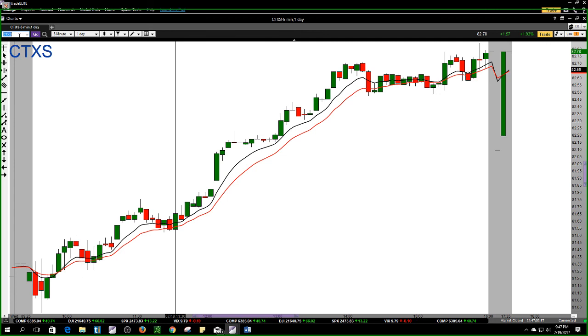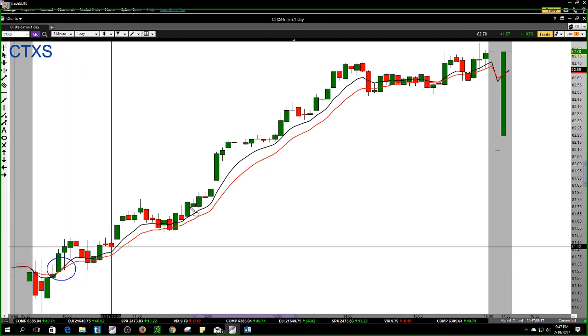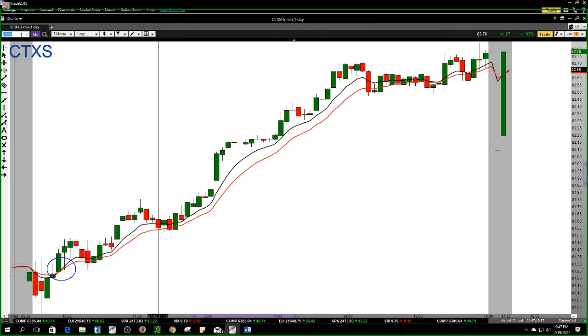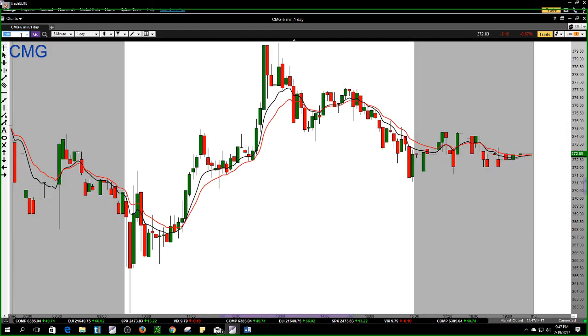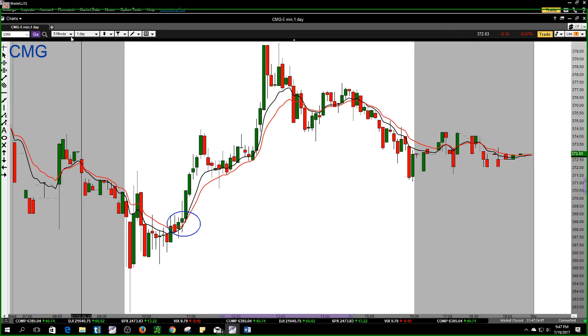CTXS, A13 EMA strategy crossed over here. Chart never crossed back down during the day. CMG had a really nice 813 intraday trade. Chart pulling to the downside. 813 crosses over and you take it on the long side all the way up to this area here.